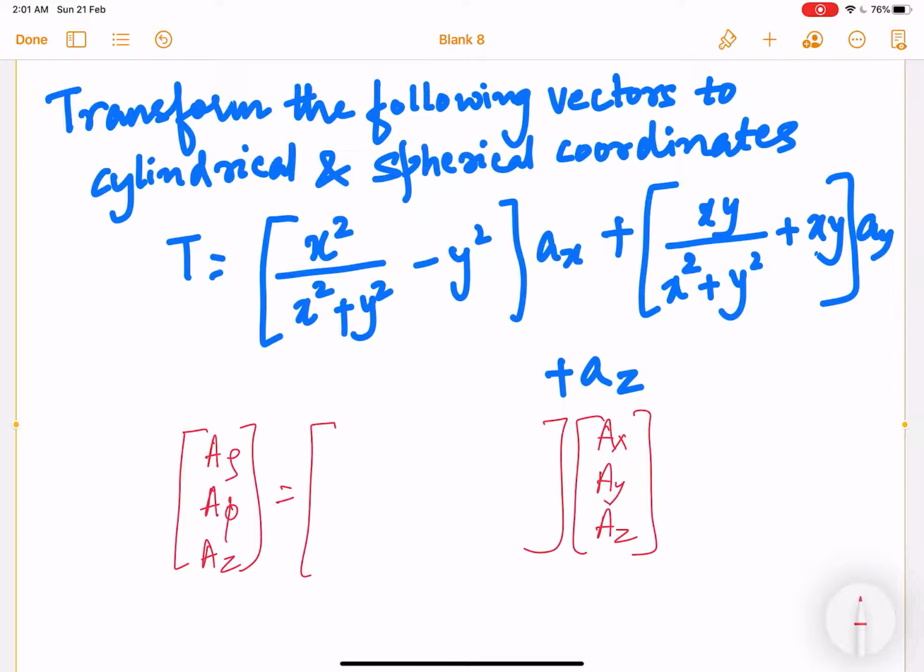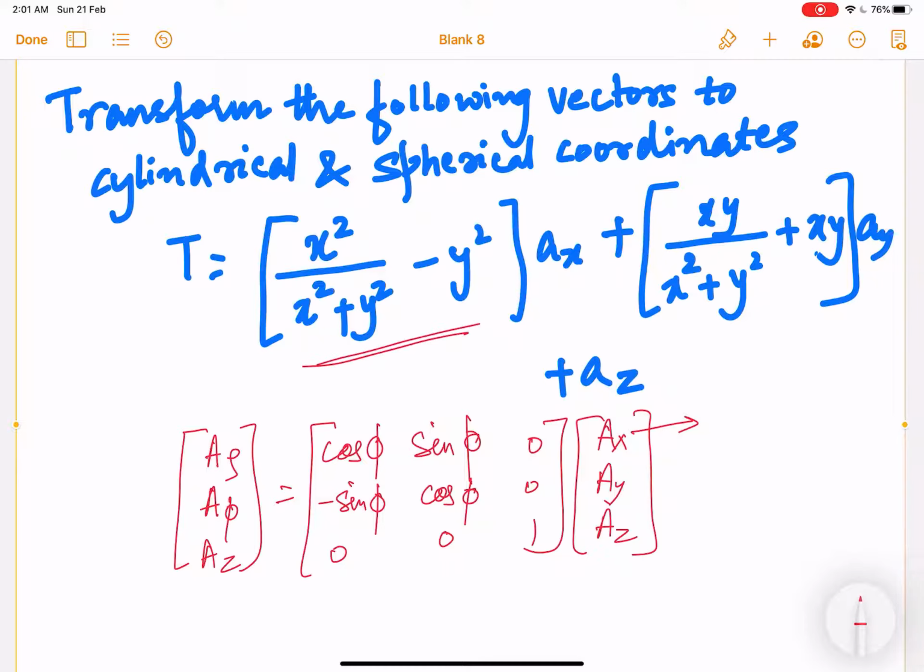If I write it, then this angle between them gives cos phi, this will be sin phi, this again 0. This is like this: minus sin phi, this is cos phi. Okay, just substitute. This term will be x square by x square plus y square, so let me write it in terms of cylindrical coordinates.